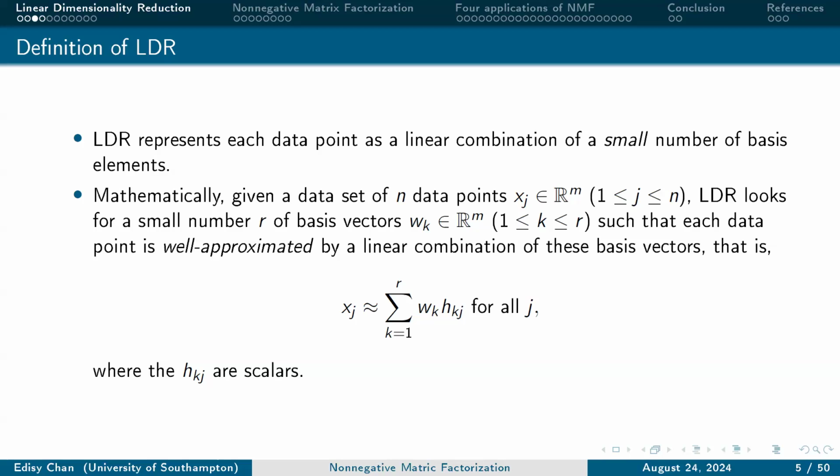Then the LDR looks for a small number r, which is the number of basis vectors, which we think of as W_k. They are also m-dimensional vectors, such that each data point is well approximated by a linear combination of those basis vectors. In linear algebra, we can present it in this way, where the H_kj are scalars.